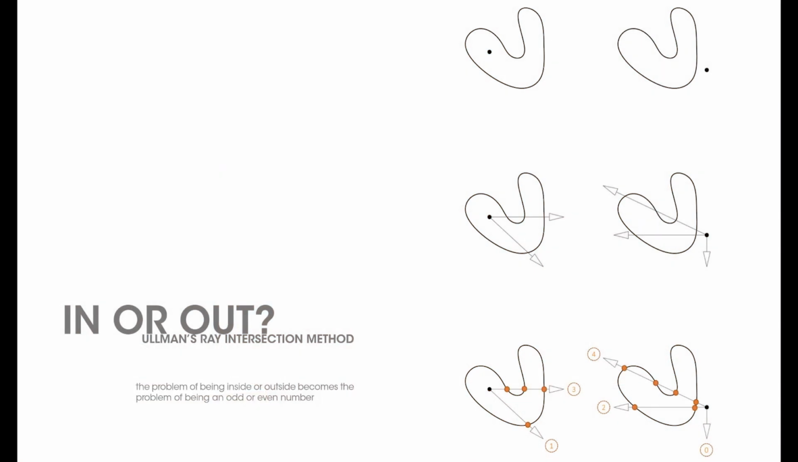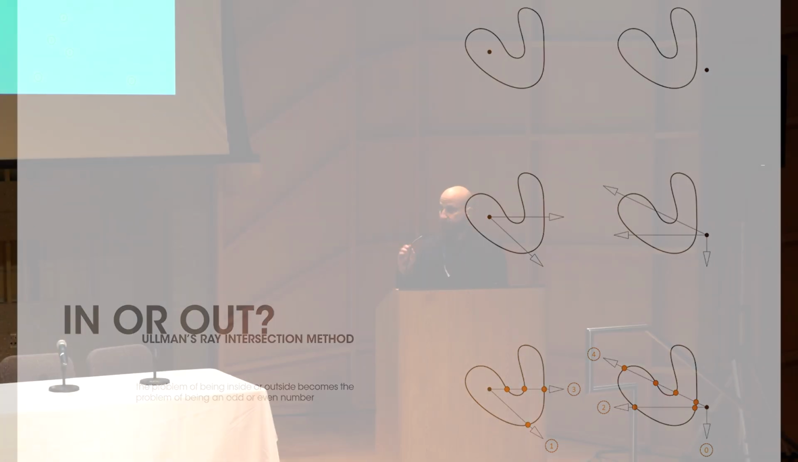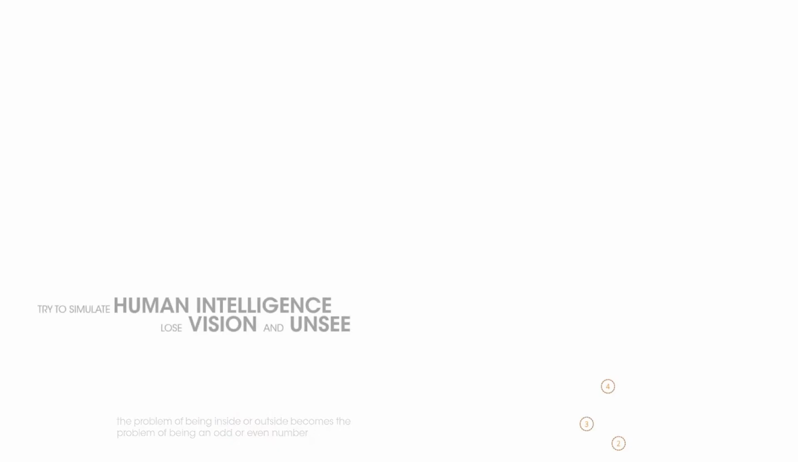But if you need to instruct this to a machine, this is one of the methods you can use, which was developed, I think, 30 plus years ago. You race a ray from the point and count the intersections with the closed curve. If you have an odd number of intersections, it's inside; an even number of intersections, it's outside. What's interesting here is that the problem of seeing becomes the problem of unseeing, so you make the machine unsee to give you the answer.